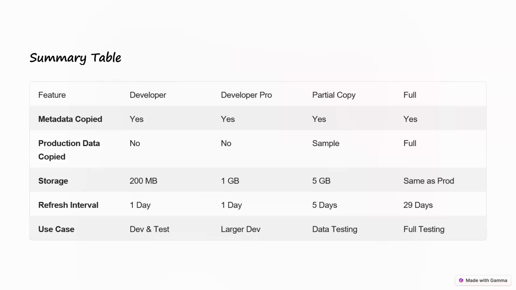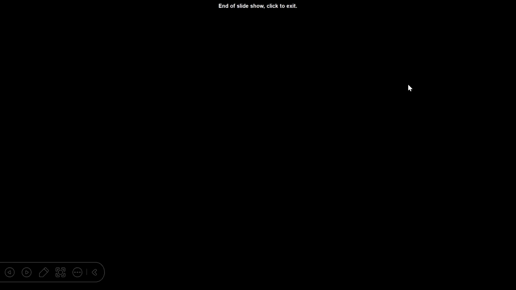Okay. Coming to the refresh interval, Developer and Developer Pro have a 1 day refresh interval, Partial Copy has a 5 day interval, and the full sandbox has a 29 day interval. What is the use case for each? Developer is for dev and test, logic dev, data testing, and full testing. Okay. These are the things I have put in a summary format for you to understand the sandboxes easily. This is the second presentation I wanted to share with you guys. Do you have any questions regarding this one?